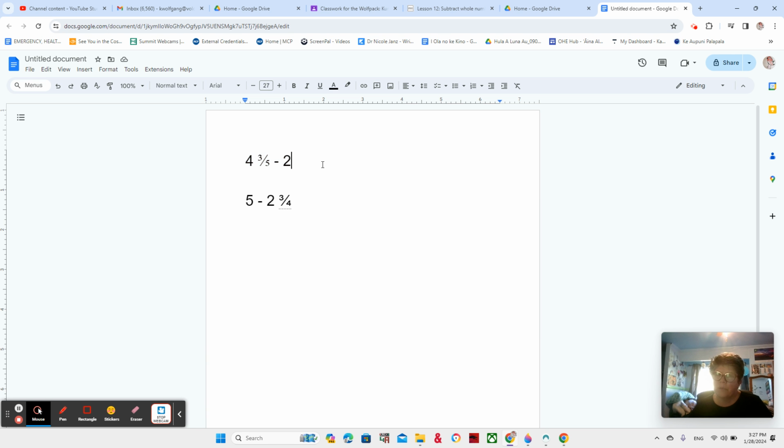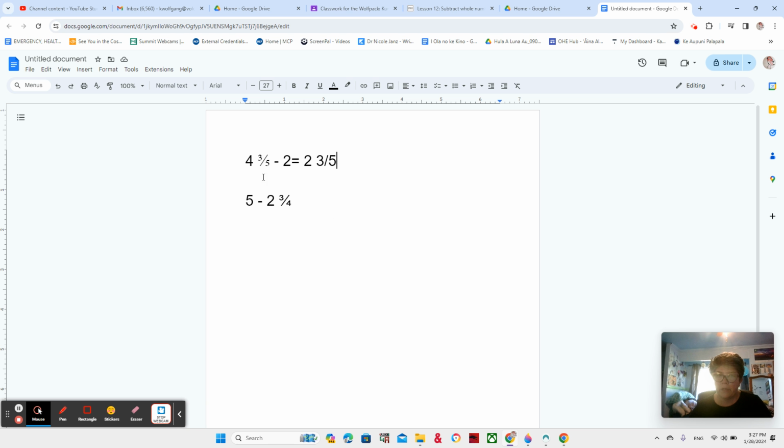Could we even do it mentally? Let's think about that for a minute. Could we do 4 minus 2? And that is 2. And then the 3/5 would just come along for the ride, because we're starting with 4 3/5, so a little bit more than 4, taking away 2, and that leaves us with 2 3/5, a little bit more than 2.